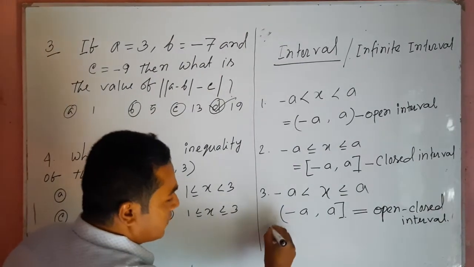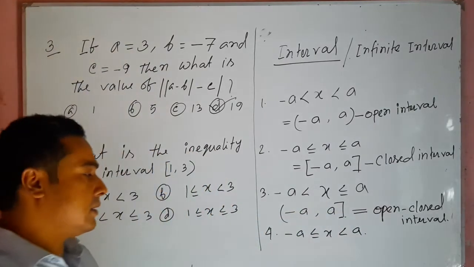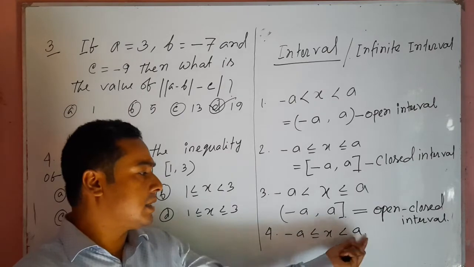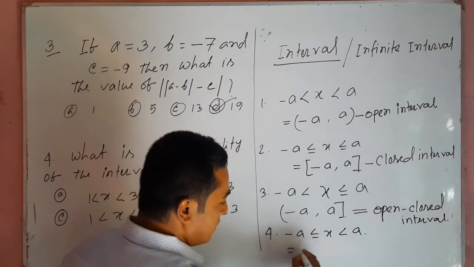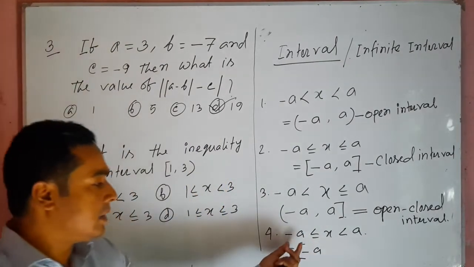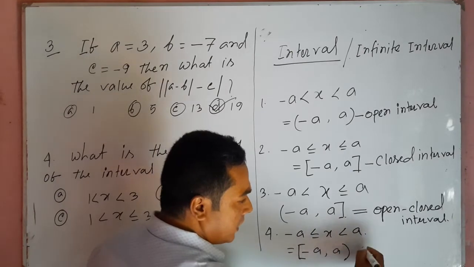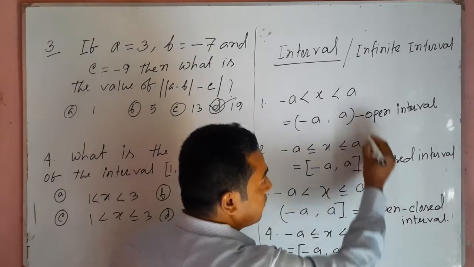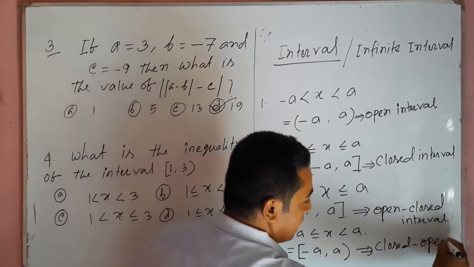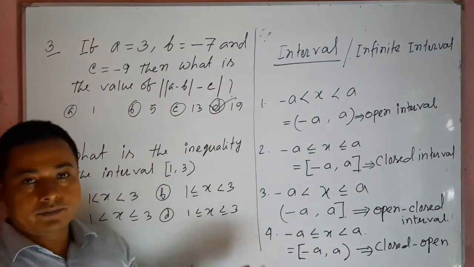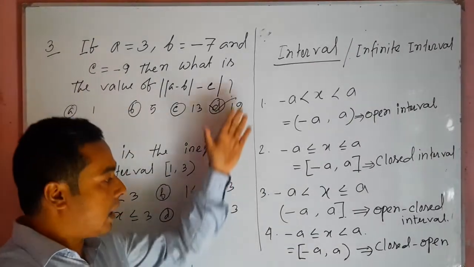Okay, number 4 option is minus a, x is a number which is greater than or equal to minus a, less than a. Here a is not included in our value of x. So we can write minus a is closed because this is included in our value of x. Okay, and a is not included, so this is open. This is called a closed open interval. Okay, 4 types of interval in here. If the number is greater or equal and exactly greater, then this is how we can define the interval.